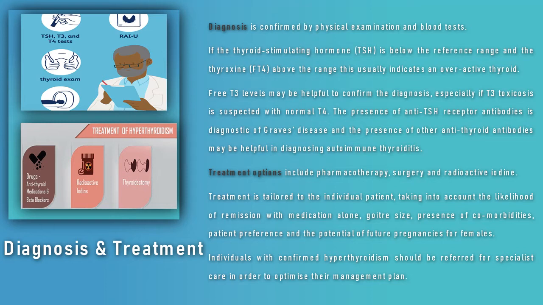Treatment options include pharmacotherapy, surgery, and radioactive iodine. Treatment is tailored to the individual patient, taking into account the likelihood of remission with medication alone, goiter size, presence of comorbidities, patient preference, and the potential of future pregnancy for females. Individuals with confirmed hyperthyroidism should be referred for specialist care in order to optimize their management plan.